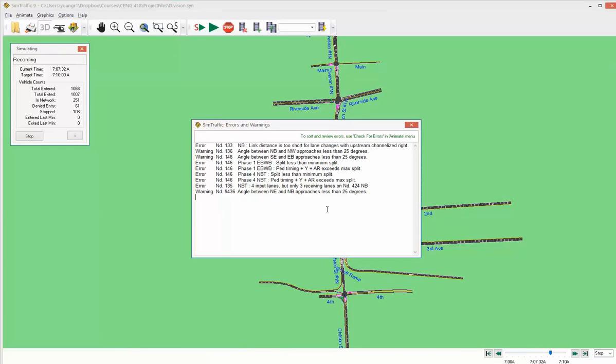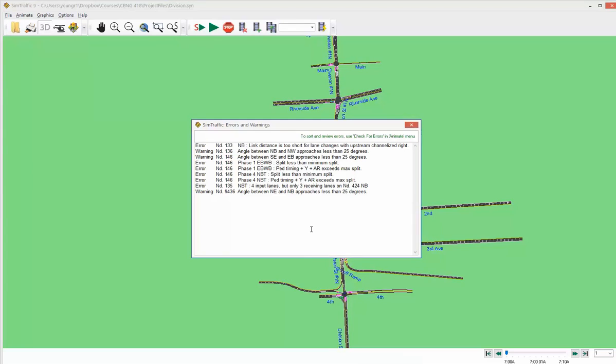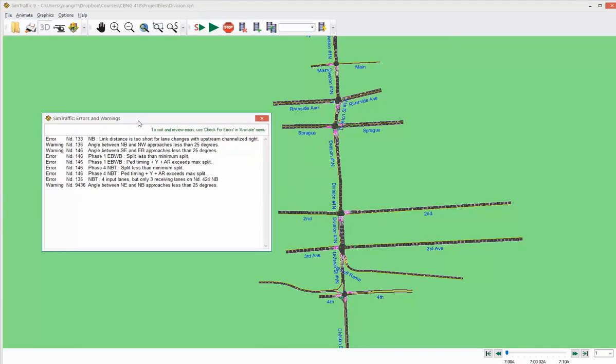But I wanted to show, kind of flash really quickly, this sim traffic error and warnings. We're used to seeing error warnings come up in software and thinking they're kind of fatal flaws. In this case, what Synchro is doing, it has different levels, error versus warning. And so it's checking certain things. And some of it is just, it's not considered good design. So this one is in reference to node 133, which is just saying that the link distance is too short for lane changes for the upstream channelized right. So it's just saying it's not good design to have that short a distance between an intersection and where a vehicle may want to be turning right or left.